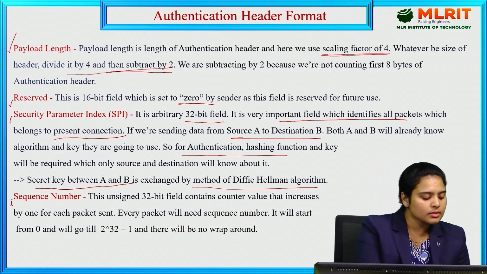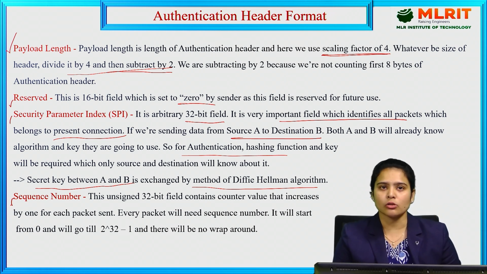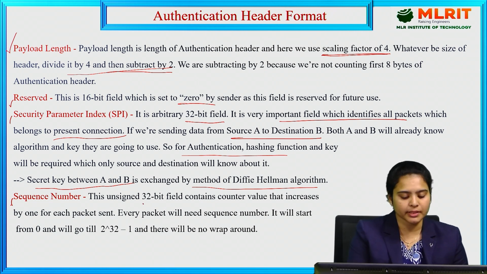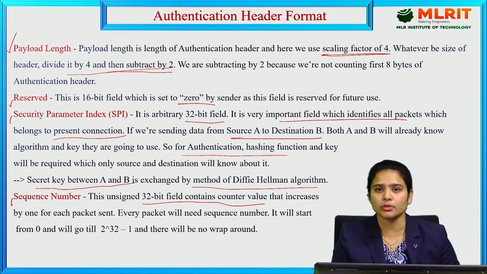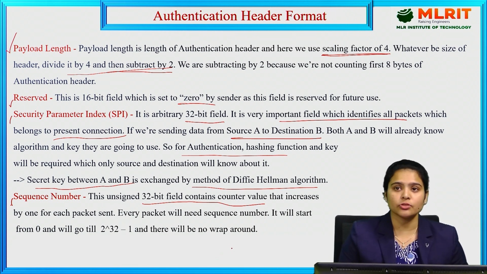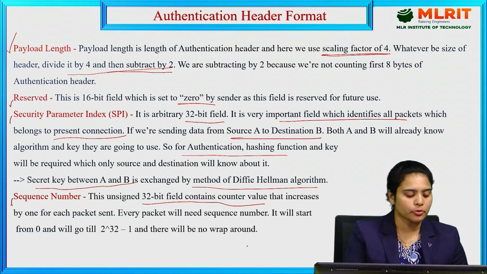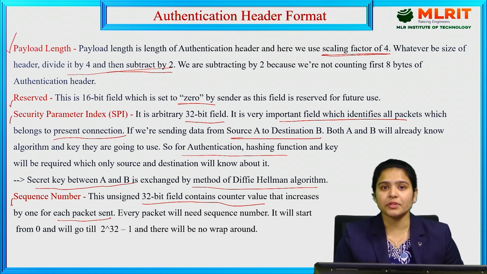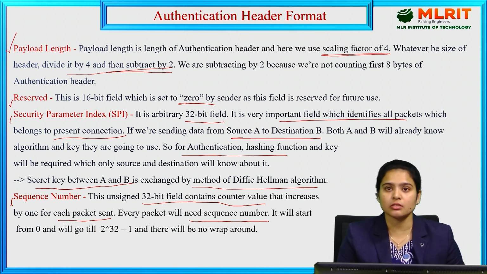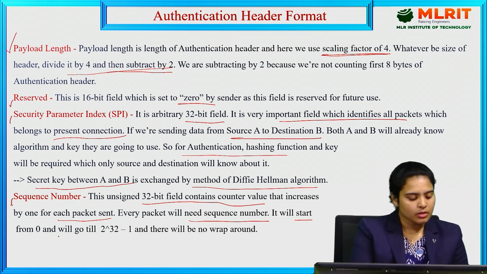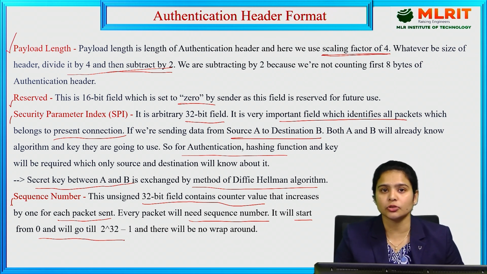So the next one is the sequence number. In this sequence number we are also using an unsigned 32-bit field. It contains a counter value that increases one by one for each packet sent. Whatever packet is sent, the value should increase, and every packet needs a sequence number. It starts from 0 and goes up to 2 power 32 minus 1. There will be no wrap around of these values. It is fixed from 0 to 2 power 32 minus 1. This sequence number consists of 32 bits.